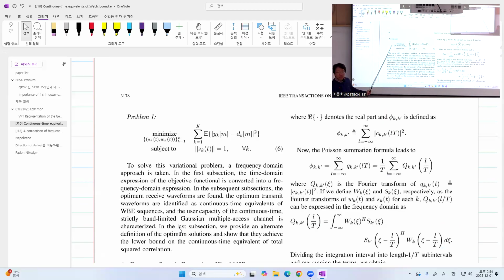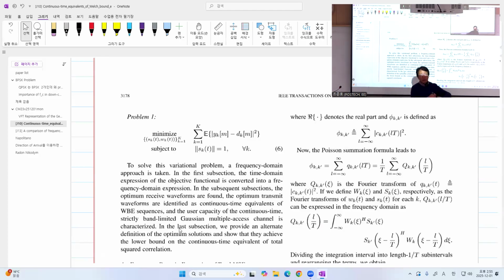So the optimization problem is very simple. We are going to jointly optimize the transmit and receive waveforms, S sub k and W sub k. And here is the total mean squared error. And here goes the energy normalization. We don't need to square it because it's anyway unit value, right? So it's the same as the unit energy condition. So the problem is very simple.